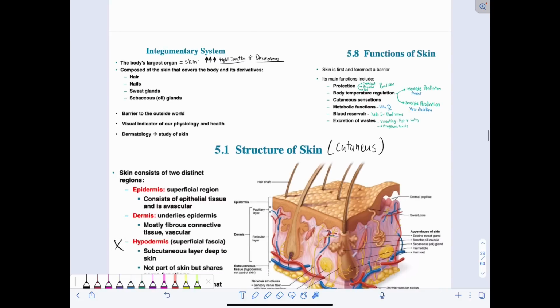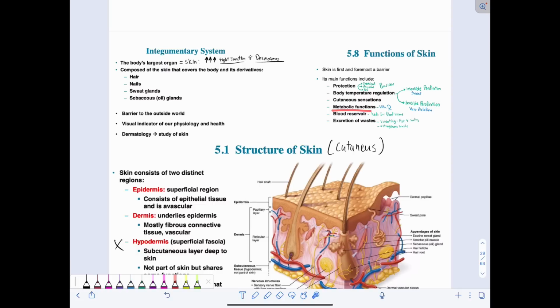And also knowing the functions: protection, body temperature regulation. So when your body's hot, what happens is you have vasodilation in the skin, and this vasodilation allows more heat to dissipate from the blood vessels onto your skin and out into the environment. Of course, sensation, because there are a lot of free nerve endings and different corpuscles there.